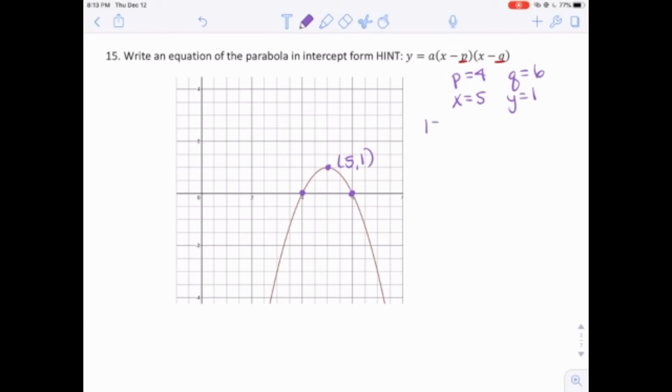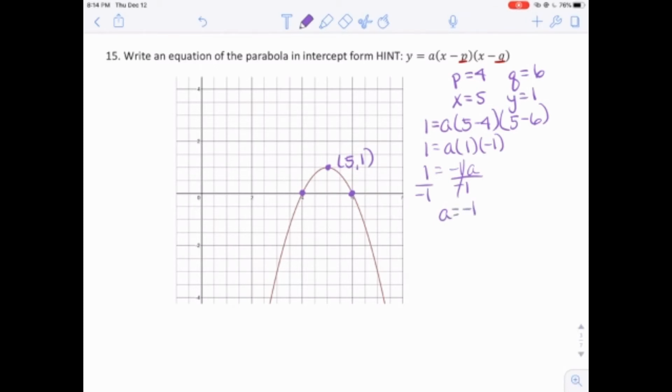So 1 is equal to a. I don't know a. 5 minus 4, x minus p. Remember, there is a negative sign in there, so be sure you put it in. And then again, x, which is 5, minus q this time, which is 6. Let's do the math. We're going to have a times 1 times negative 1, which is negative 1a. Let's divide out that negative 1. And so that leaves me with a is equal to negative 1.